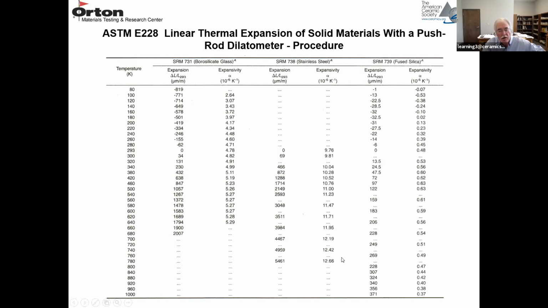And just for your reference, I put down some different tables of temperature versus expansion for different calibration standards. These are standards that used to be available. Some still are available from NIST. You can purchase them. So here's a borosilicate glass, expansion versus temperature, a stainless steel, and a fused silica.